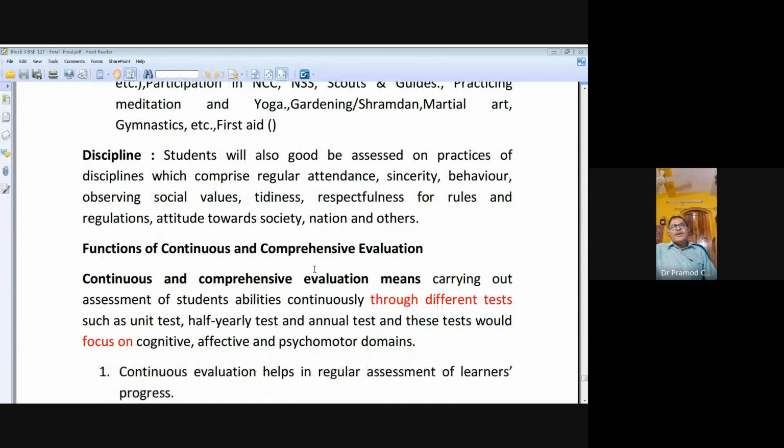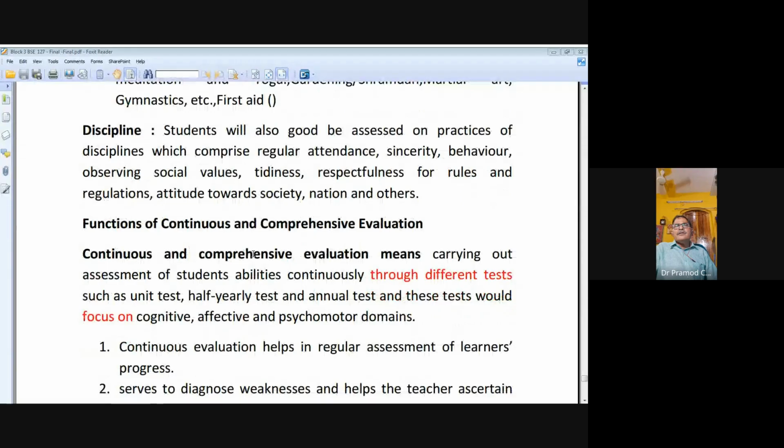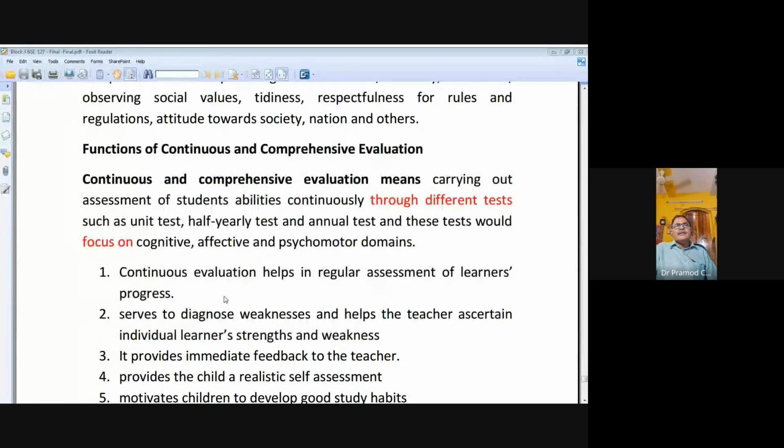Discipline means when we are performing all these activities, how far we are disciplined ourselves. That is very important. What type of social values we have learned, your attendance, sincerity, behavior, and social values, respectfulness, everything will be taken into consideration. So it is nothing but evaluation. Definitely we can say that it is continuous and comprehensive.